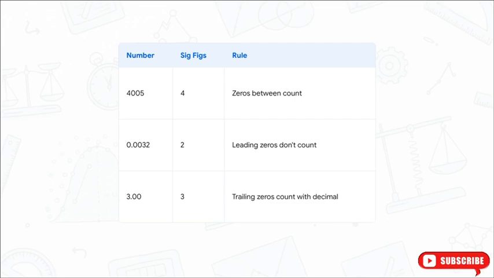But look very closely at 3.00. Because a decimal point is explicitly shown, those trailing zeros absolutely count. They are screaming to the examiner, hey, my instrument was precise enough to measure right down to the hundredths place, so that is 3 significant figures. This brilliantly illustrates exactly what you need to look out for.